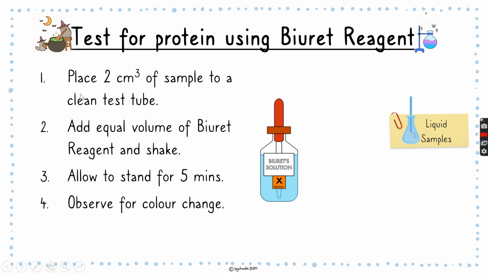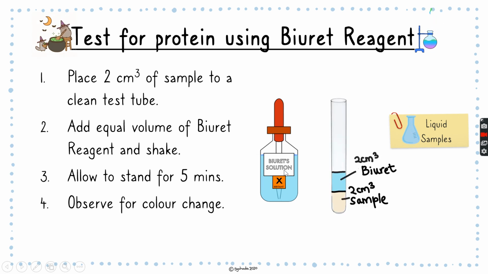And then finally, you can move on to this part. So make sure that it's 2 cm cube of that volume of distilled water and also the crushed food sample or the cut food sample, and you need to add equal volume of Biuret reagent or Biuret solution. So you need to have 2 cm cube of Biuret and 2 cm cube of your sample. And then you just shake it and allow it to stand. So how do you make your test tube stand? You put it on a test tube rack. So you'll wait for 5 minutes and see if there's any color changes.